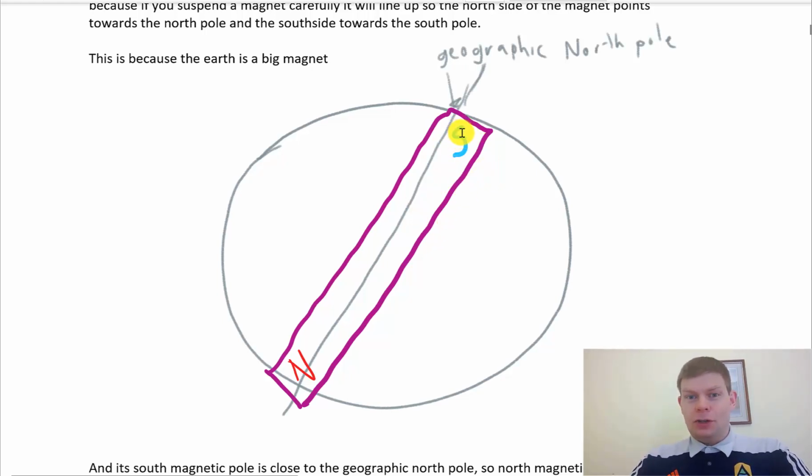Anyway, people named the two sides of the magnet, the two charges, north and south, because all north sides of magnets seem to point towards the North Pole, and all south sides of magnets seem to point towards the South Pole, and that's because the Earth is a big magnet, though it gets a little confusing.